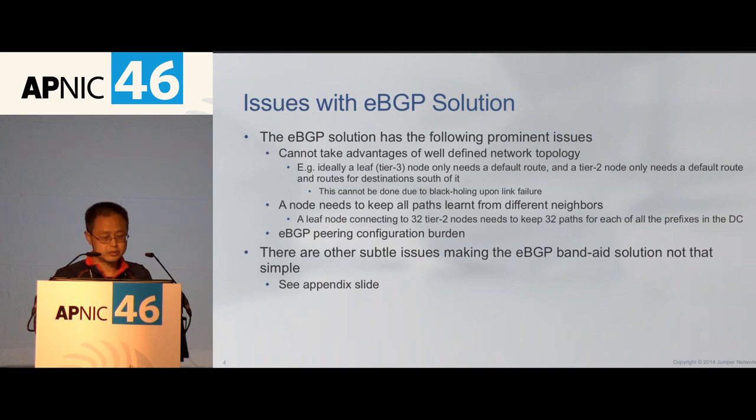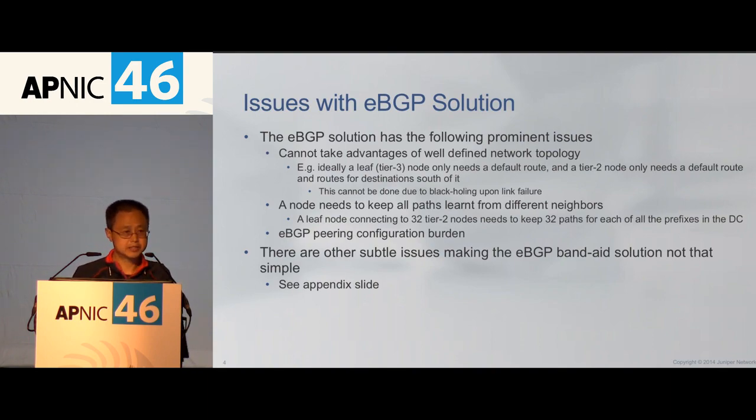Now, even that solution also has some prominent issues. The first one is that it cannot take advantage of the well-defined spine-leaf network topology in data centers. For example, ideally, a leaf node or ToR node only needs a default route. And a next tier node only needs a default route plus routes for destinations just south of it. However, we cannot do that because some failure situations will introduce black holes if you do that, or suboptimal routing. We'll talk about that later.